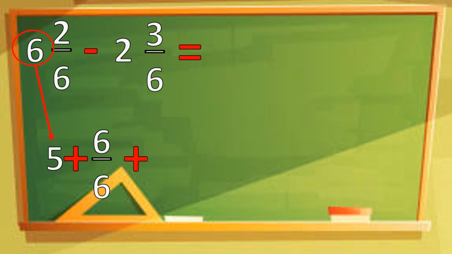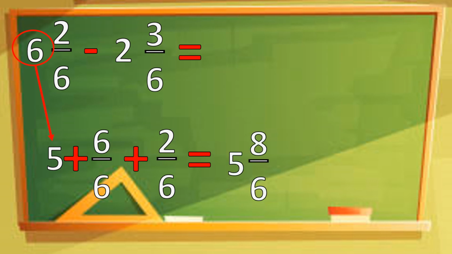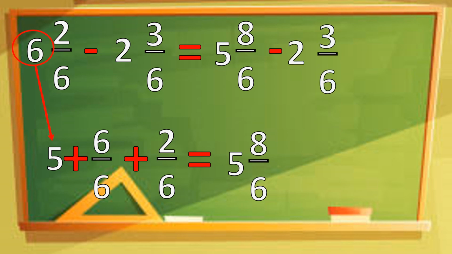And then we add 2/6, and that 2/6 is from 6 and 2/6, our minuend. Did you get that? So if we add this, our minuend will become 5 and 8/6. So we will now have 5 and 8/6 minus 2 and 3/6.